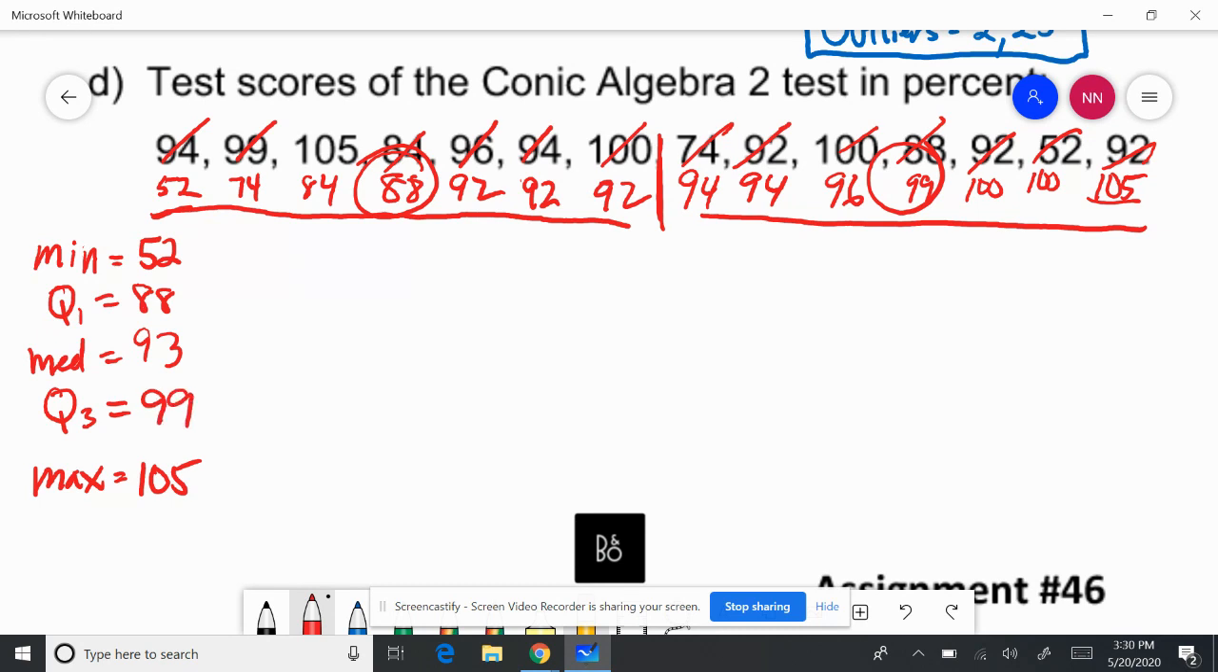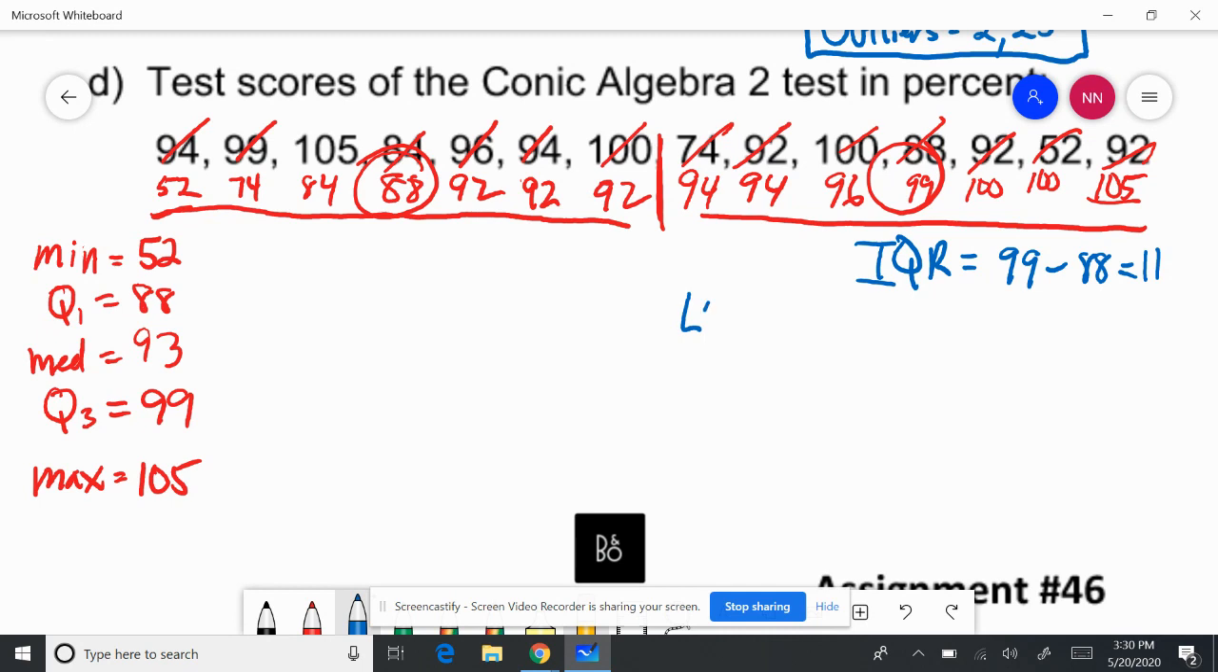Before we make our number line, we're going to look to see if we have any outliers. So we're going to start off with our IQR, our interquartile range. Interquartile range would be our Q3 minus Q1. So our Q3 is 99, and our Q1 is 88. That makes it 11.